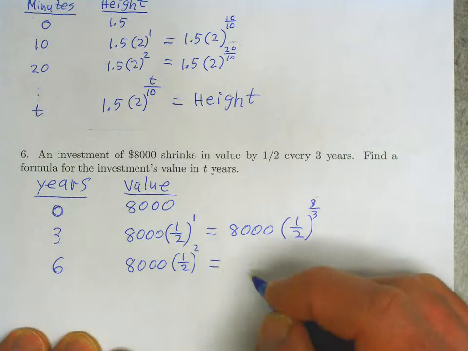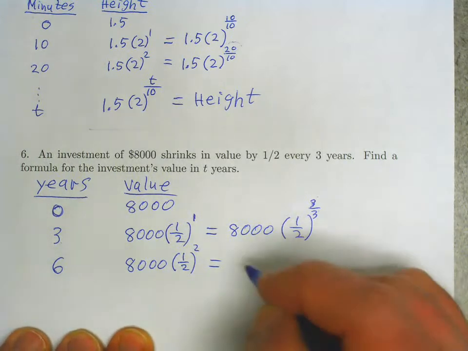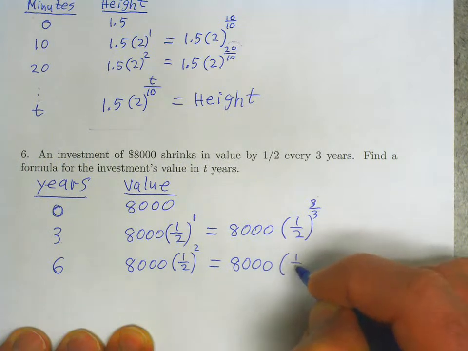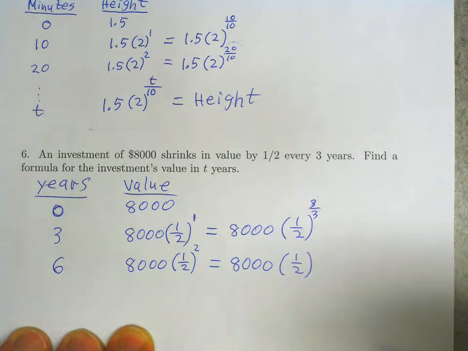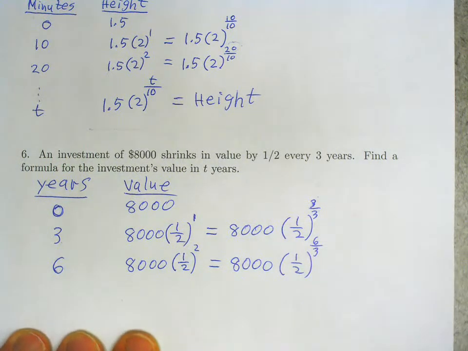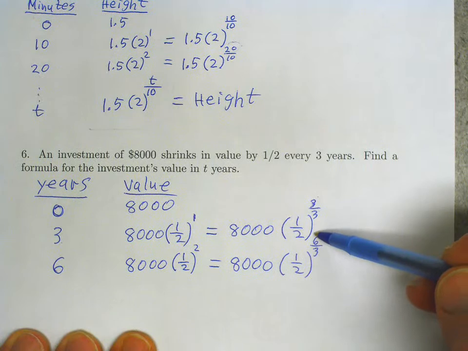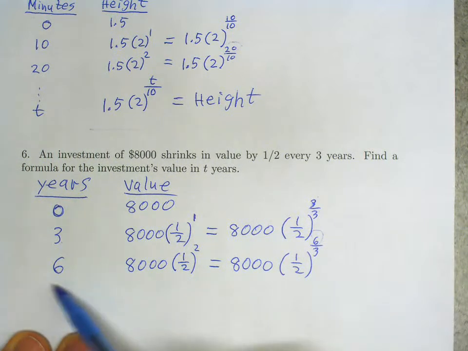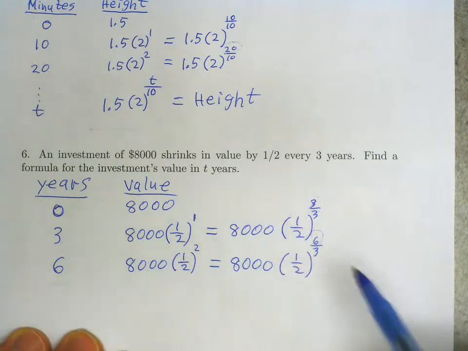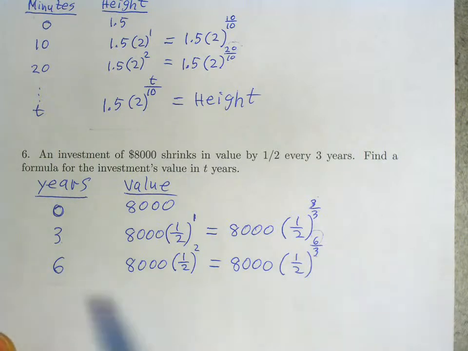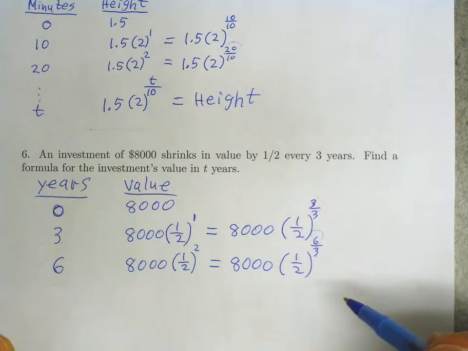But we'll observe that 8,000 times 1/2 to the second is 8,000 times 1/2, and the exponent is 6 divided by 3. In the exponent, the 6 in the numerator is the same number as the number of years that have passed since the initial investment. The denominator 3 is the number of years it takes for the investment to shrink by a factor of 1/2.